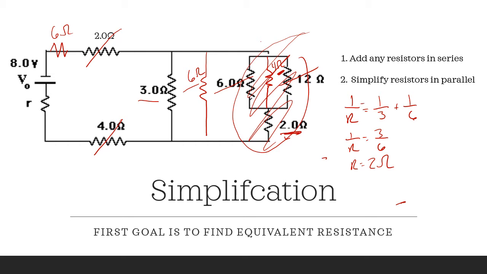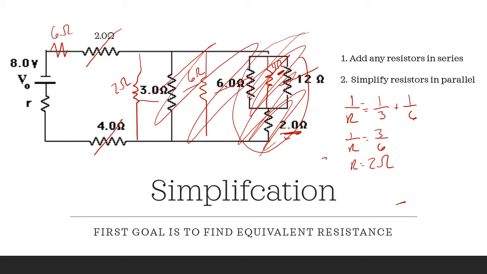So what that means is, again, we could replace everything over there with a single 2 ohm resistor. So now everything to the right has been removed, simplified out. Now, granted, it's still there as part of the circuit, but in terms of figuring out total resistance, it's now gone.